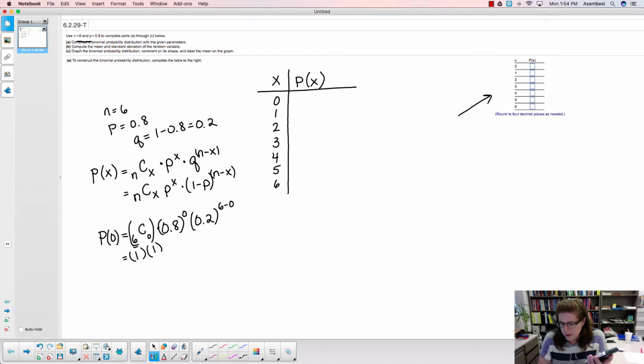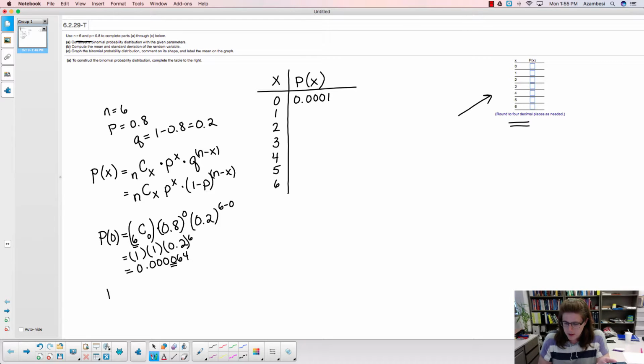0.8 to the 0 power is also 1, and 0.2 to the power of 6. So multiplying this, 0.2 to the power of 6 gives me 0.000064. Generally speaking, this says round to 4 decimal places, so this would round to 0.0001 to 4 decimal places. So we'd round this one up to 1 because of the 6.